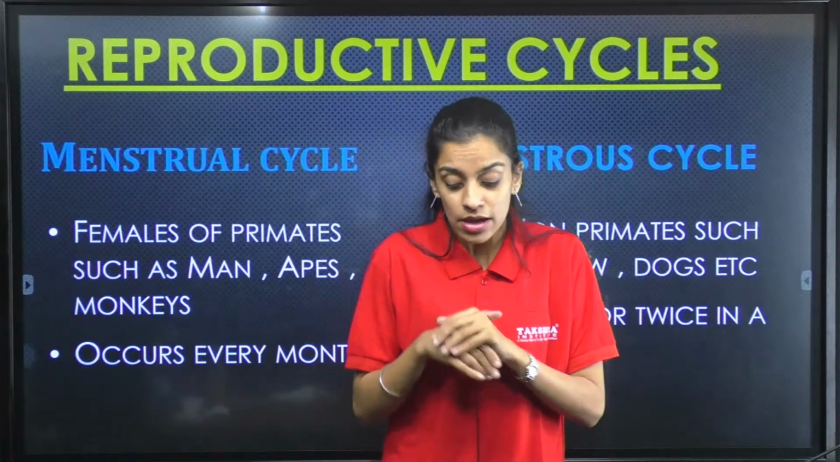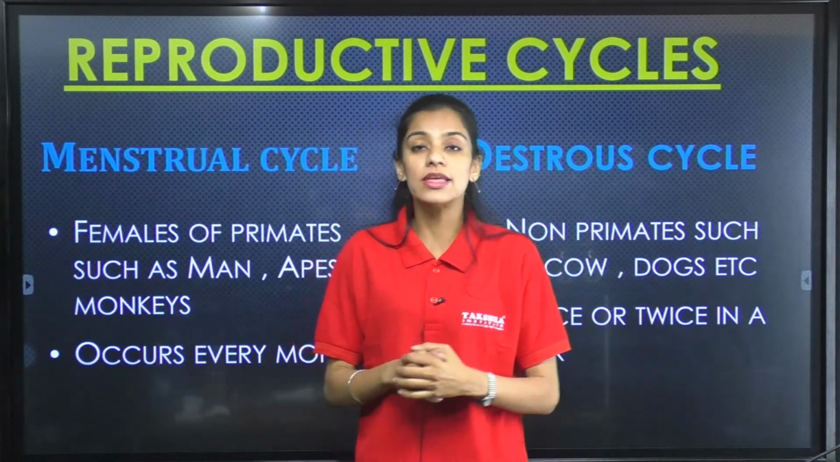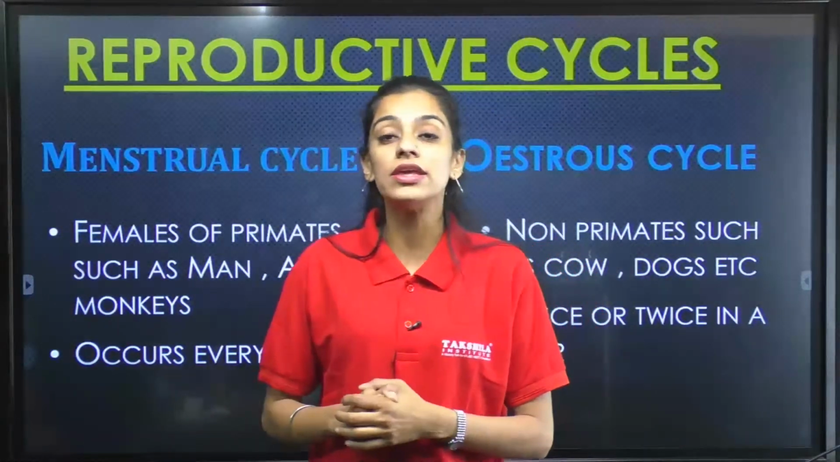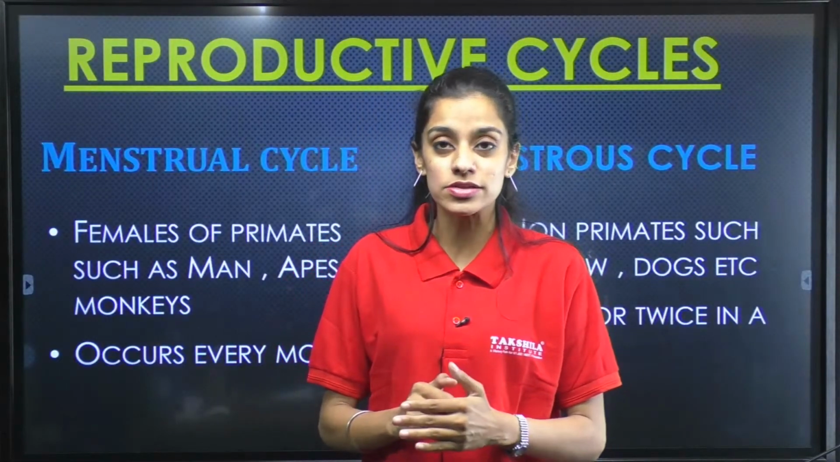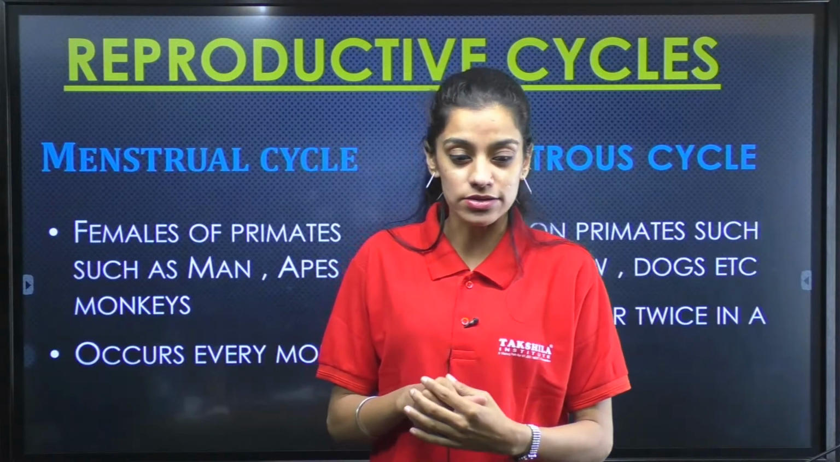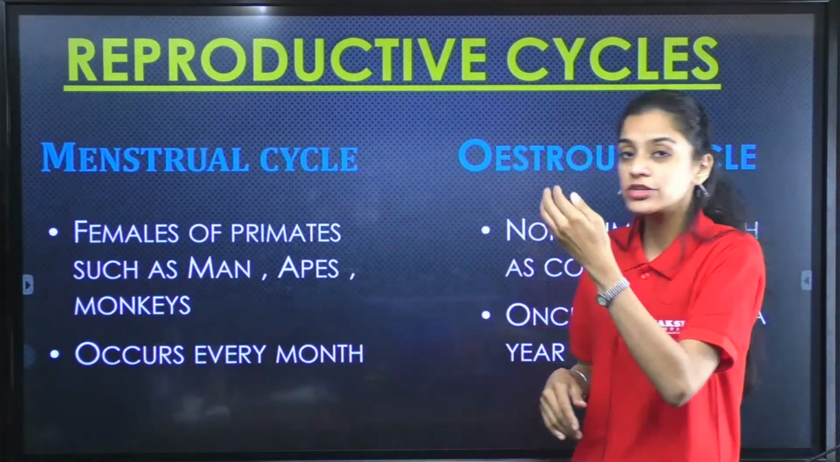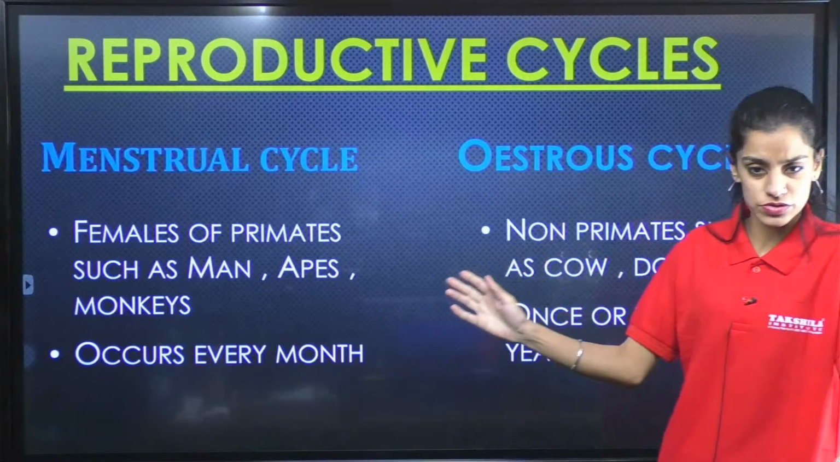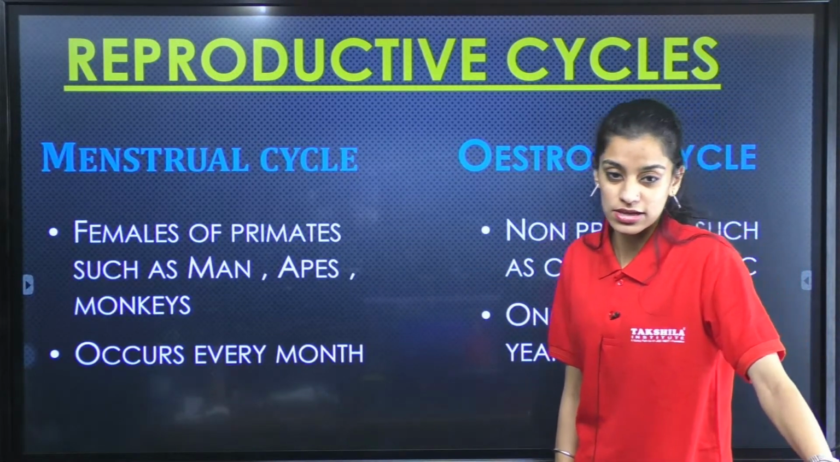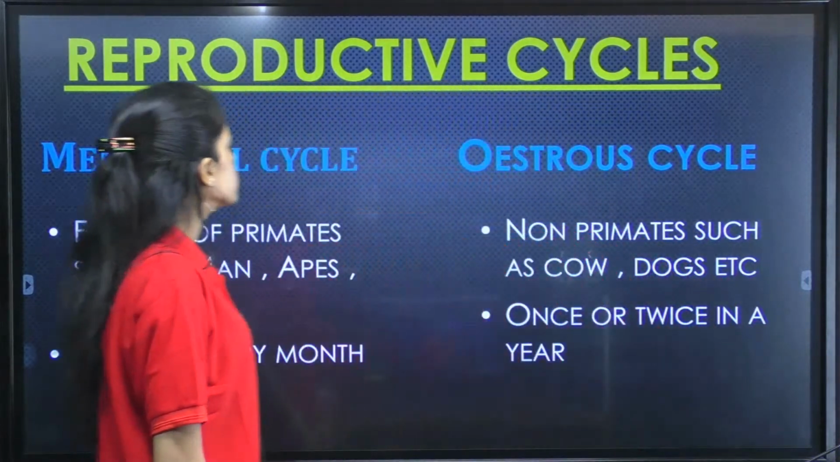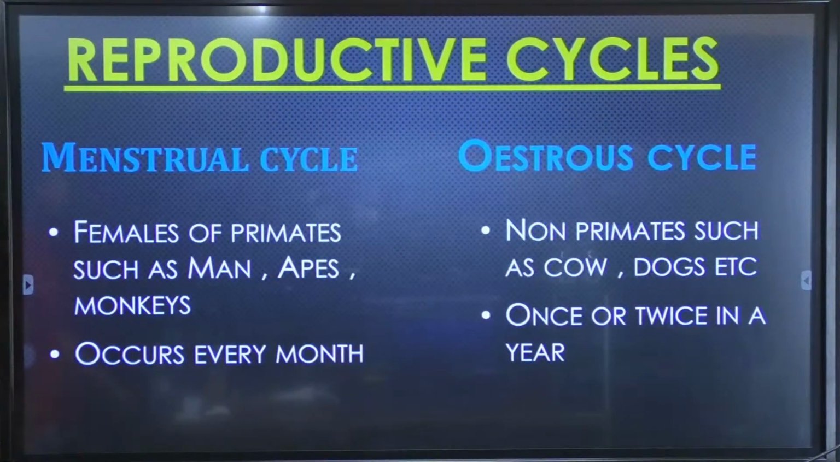These reproductive cycles are characteristic of females, and particularly for the females of mammals these reproductive cycles are more prevalent, right? So you have two kinds of reproductive cycles, and each has differences between them. It is the menstrual cycle and the estrous cycle. Right. So the menstrual cycle, and you have the estrous cycles.